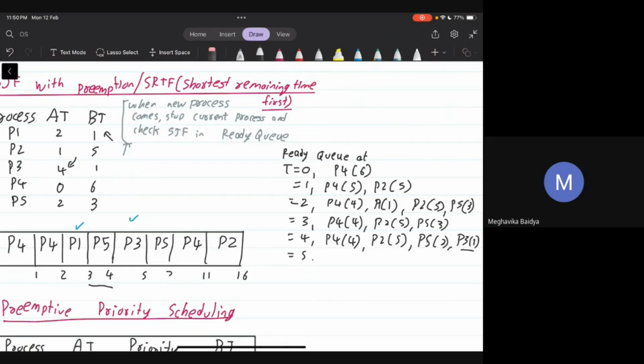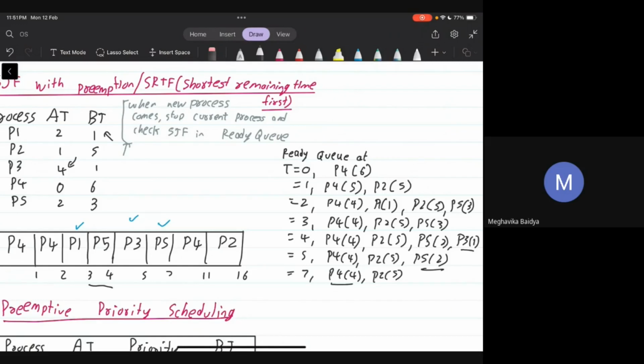So at 5, you will see P3 got over. You have P4 of 4, you have P2 of 5, and P5 of 2 is there. So now you will run P5 for 2 seconds directly, and this will get over. P5 takes 2 seconds. So at t equals to 7, you have P4 of 4 and P2 of 5.